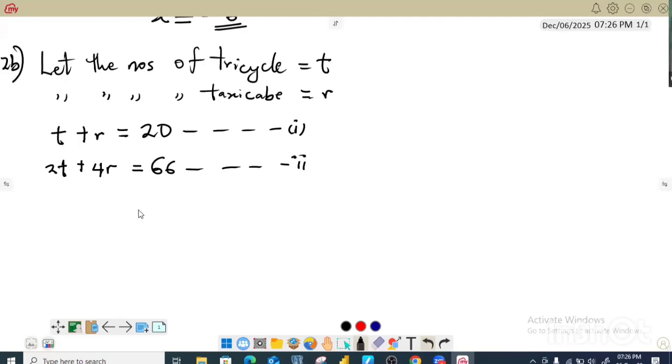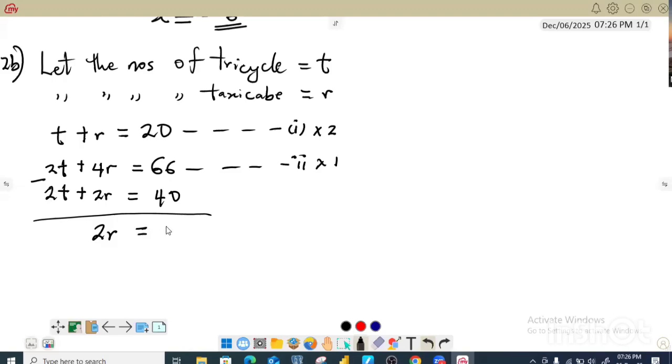With this one, we can easily find what the problem should be. Number of passengers: this is 2, this is 1. So we can later have 2T plus 2R equal to 40. And when we cut this, since what we want to eliminate has the same sign, just put minus there. This will be 2R equal to 26.